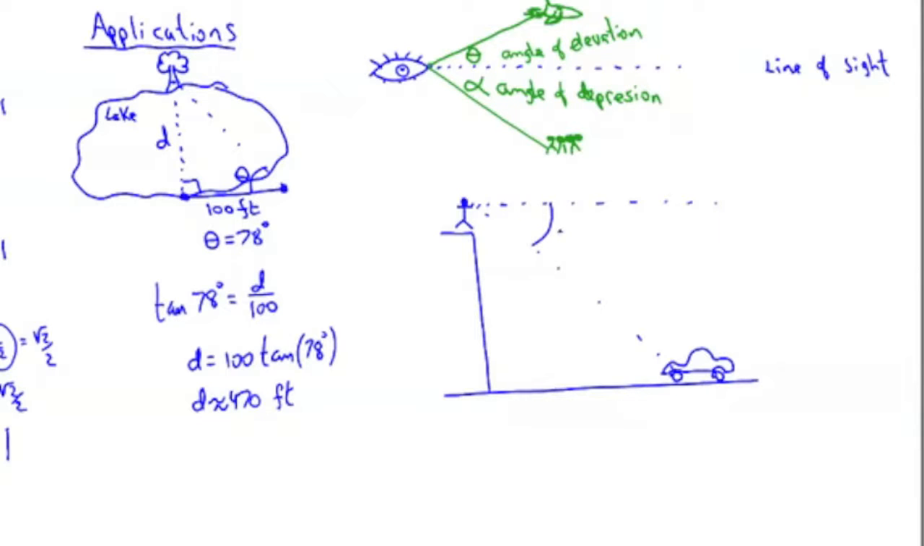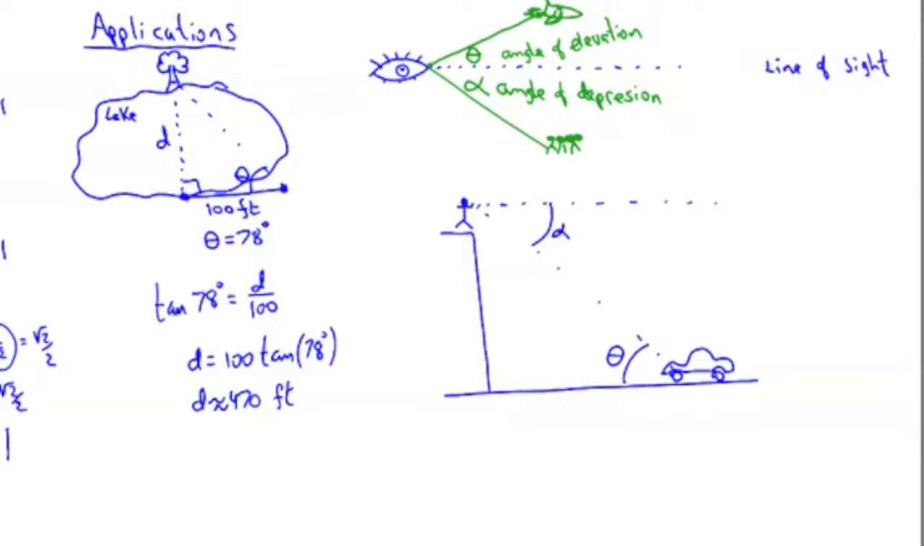Let's call it alpha. Alpha's the depression one. Now, if you're a person in the car looking back up at the person at the top of the building, this angle is the angle of elevation, and this would be theta. But what's true about alpha and theta? They're equal to each other.